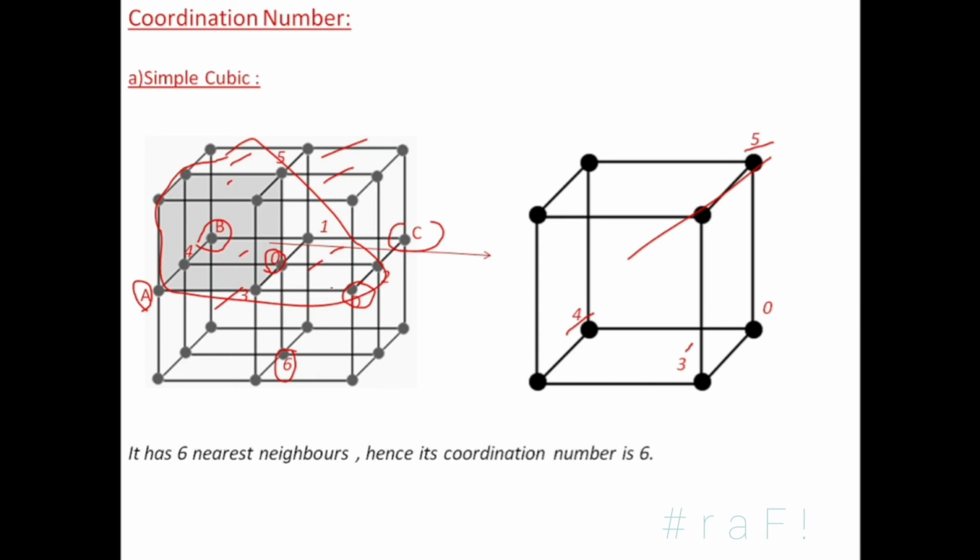Hence, this center atom has 6 nearest neighbors, hence its coordination number is 6. And the example is polonium.